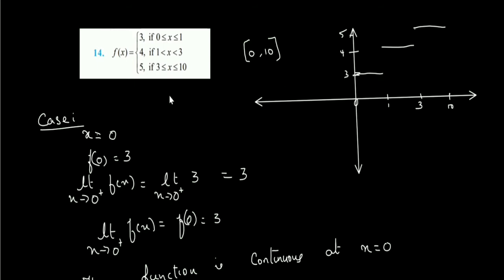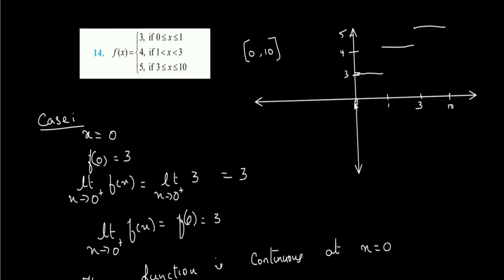What about 10? The next point is 10, and since it is the closed interval we have to find whether the function is continuous at 10. At 10, the functional value is 5. Very close to 10, less than 10, the value of the function is also 5. So the left limit is equal to the value of the function at 10.